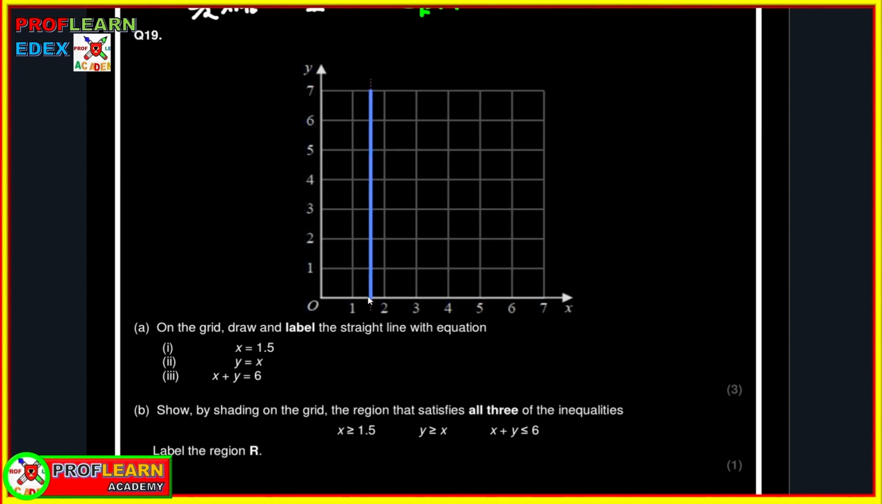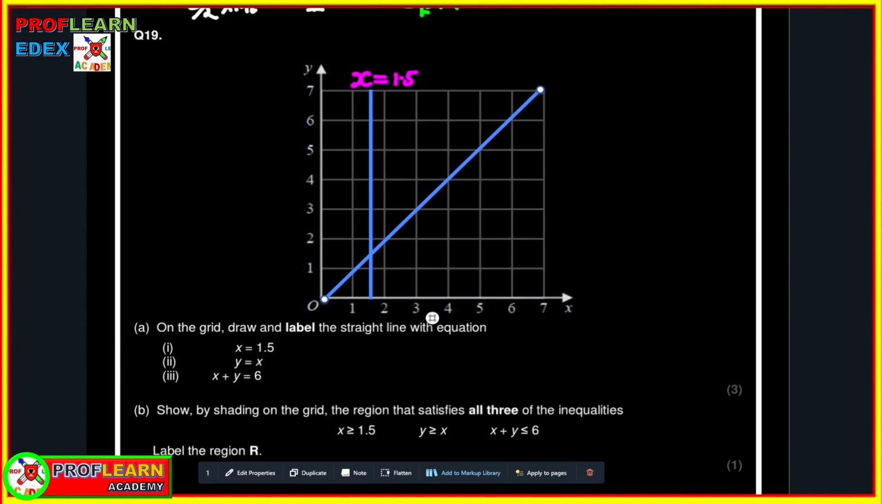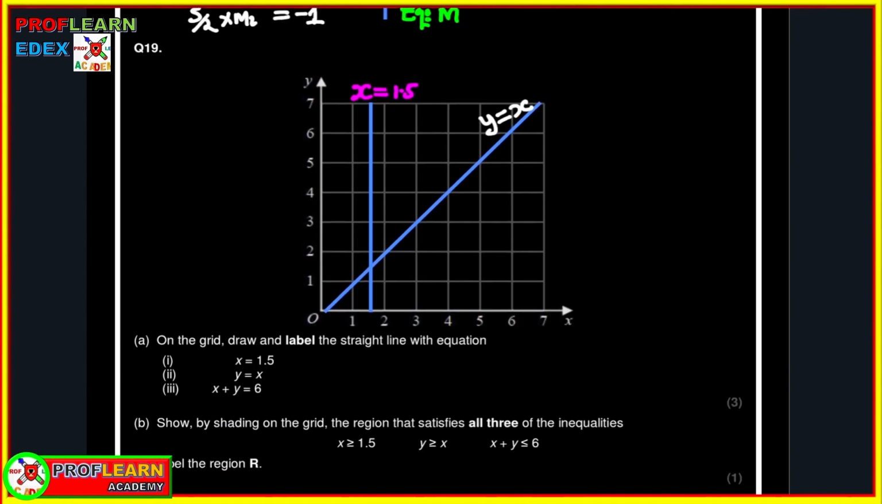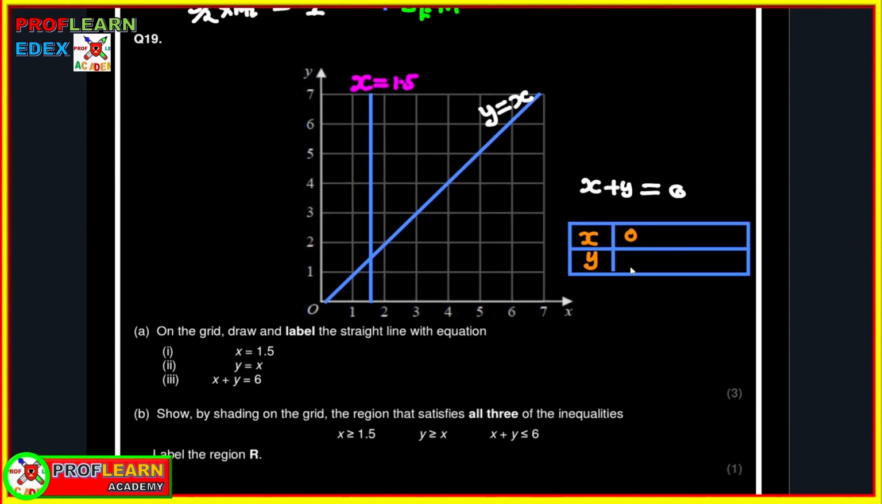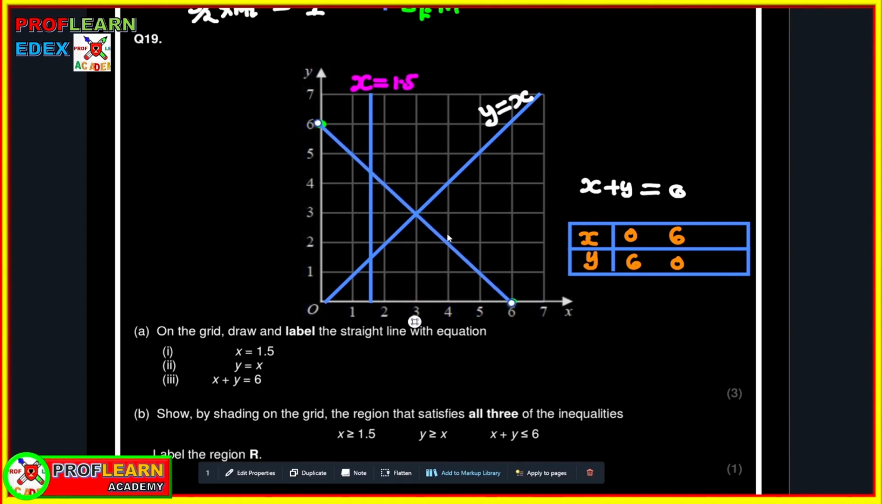So x equals 1.5 is going to be here. y equals x is going to be somewhere here, because if we are saying y equals x, when you have a coordinate x of 1, y is 1. If you have 2, y is 2. If you have 3, y is 3. So that's why we have that point here. And then x plus y equals 6. We are going to use a table of values. We draw a table here and write x and y. When x is 0, y is going to be 6. When y is 0, x is going to be 6. Then we can join the points like that.